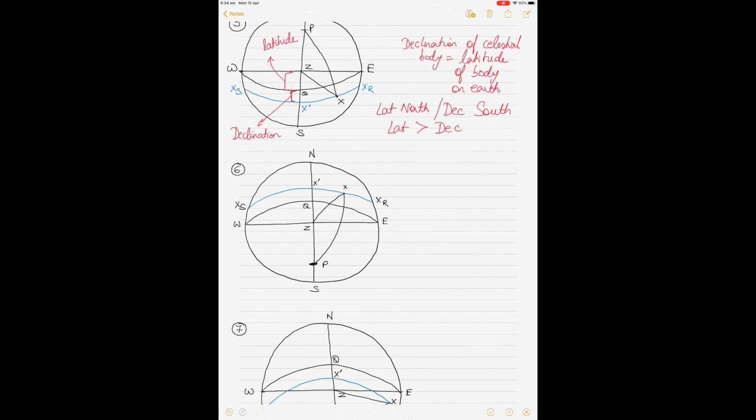If I go into the next diagram here, you can see what the declination is. The declination is north here, because the celestial body is north of the equinoctial circle. And what is your latitude? Your latitude is south because you are now south of the equinoctial circle.